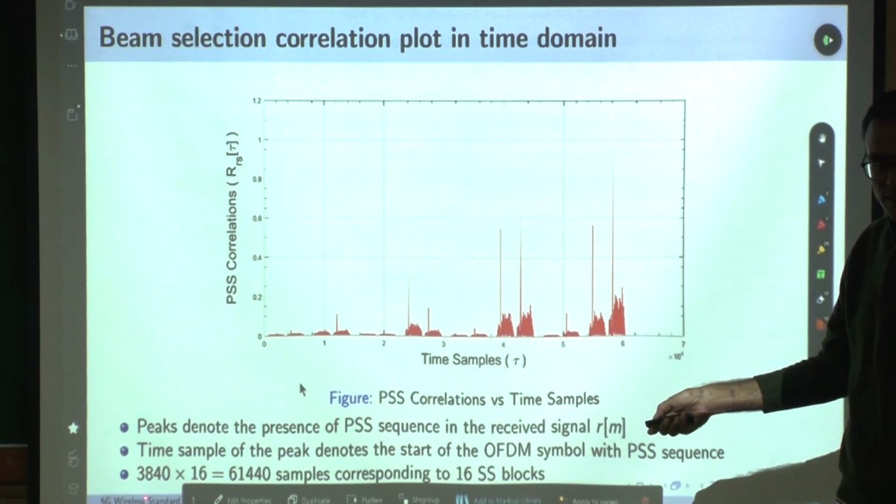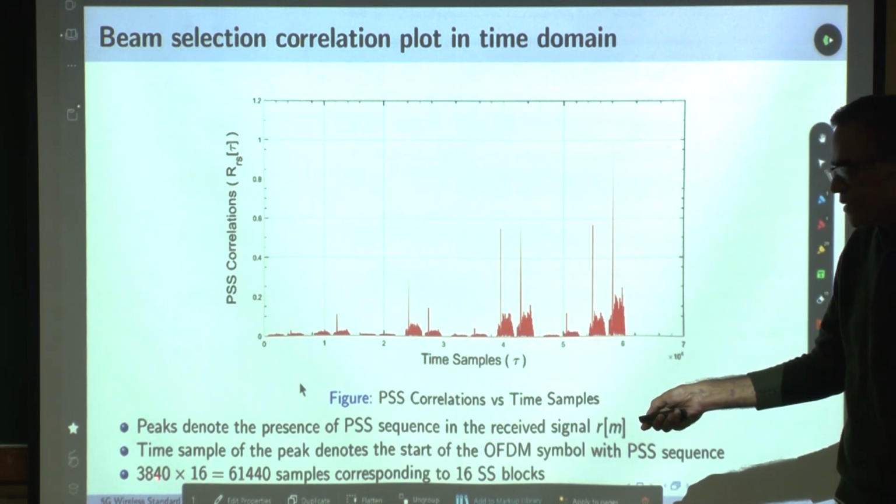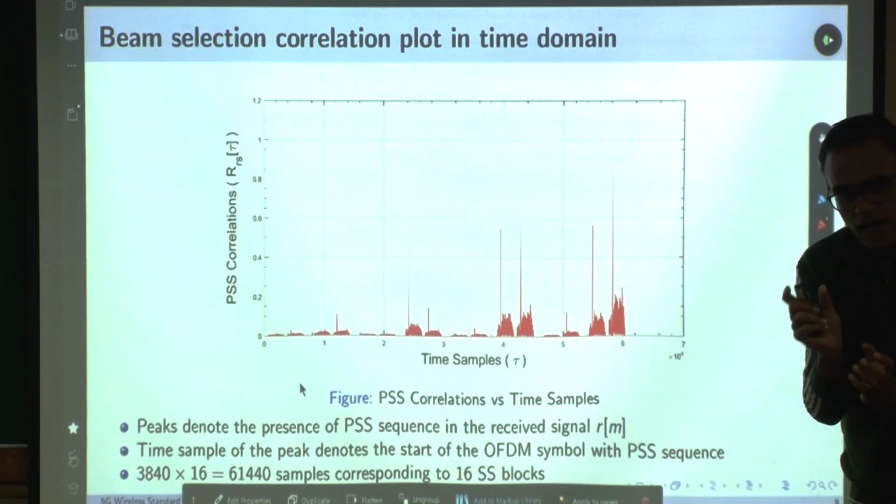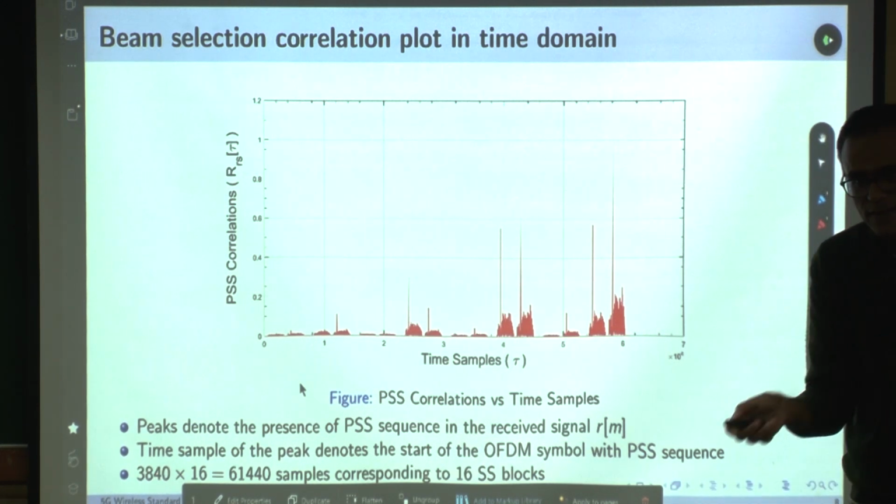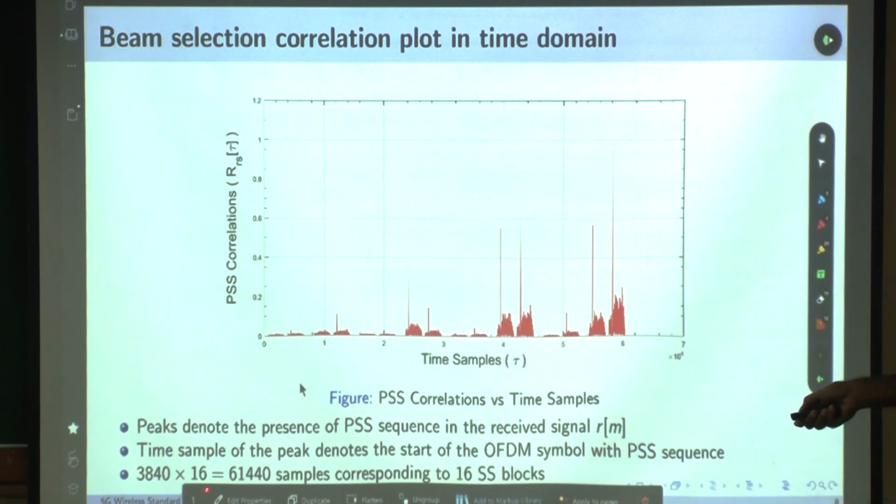And what have I done? 3840 into 16, right? How many samples? You are storing 3840, half of this slot, right? And how many such slots? 16. 61440 samples corresponding to 16 synchronization blocks. Gotten it? I've given you one part of it.